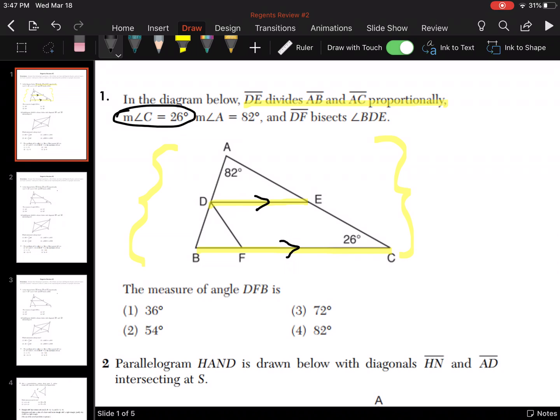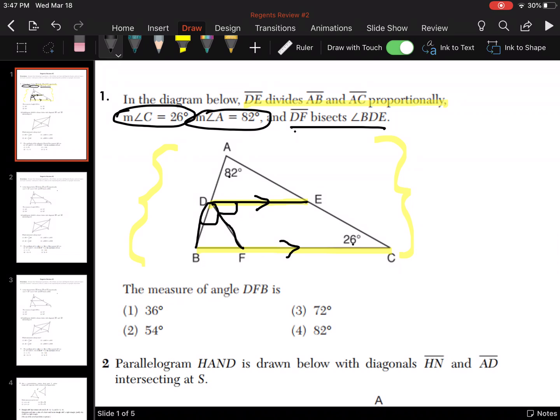Angle C is 26 degrees, which is already in the picture. Angle A is 82 degrees, which is already in the picture. And then, of course, we have this statement here, which a lot of students don't like to read, but it is important. It tells you that DF, which is right here, bisects angle BDE. If anything gets bisected, it means it gets cut into two equal parts. So that means that this angle and this angle are going to end up being exactly the same measure.